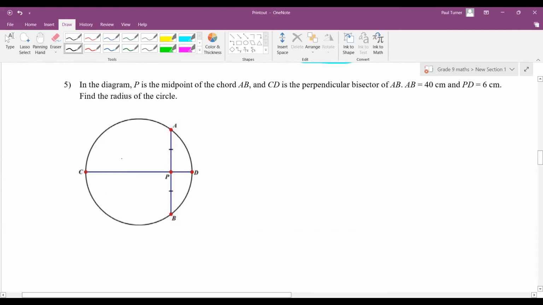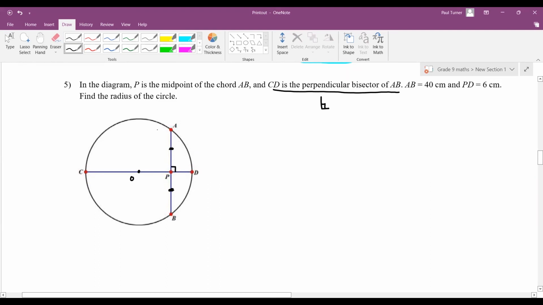So for question 5, we've got P being the midpoint of the chord AB. So this is the middle of chord AB, and that's reflected by these 2 dash marks here. And CD is perpendicular to AB. So we know that this is a right angle because it tells us that here. Now, if this is the case, this CD will pass through the center, which is about here.